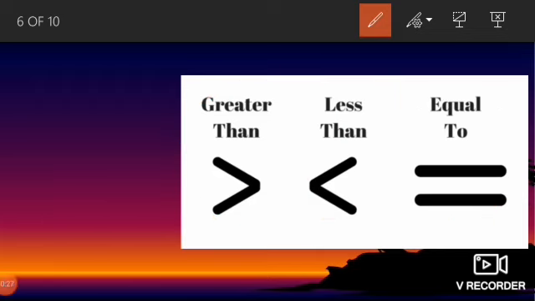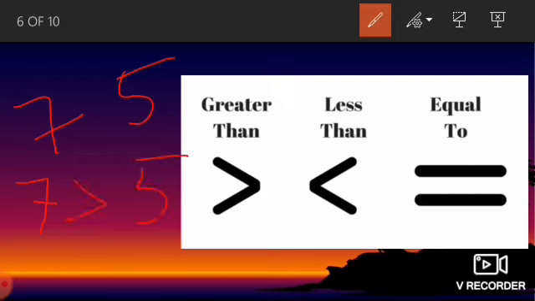Let's take an example of 7 and 5. You know that 7 is greater than 5. To show it mathematically, we use greater than symbol between 7 and 5. It should be read as 7 is greater than 5.